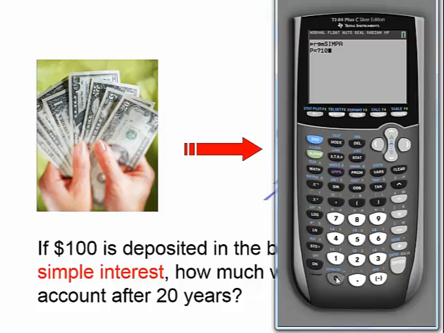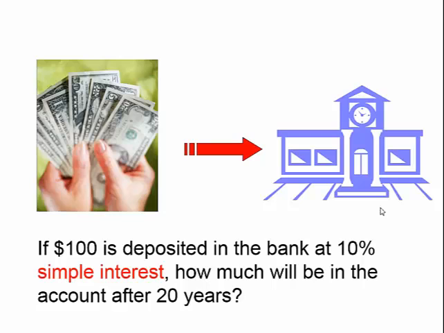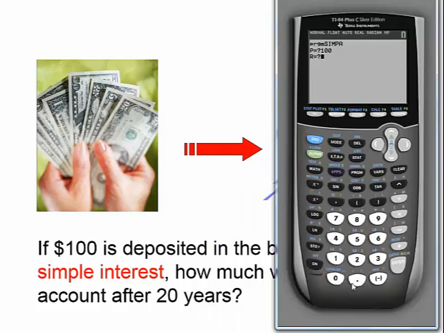In this problem, the $100 is P. I type 100, Enter. It says R. That's the interest rate. In this problem, the interest rate was 10%, and on my calculator, 10% is 0.1. Enter. And then the time is 20 years. I type 20 and Enter. And there's the answer that we got earlier when we did this by hand.